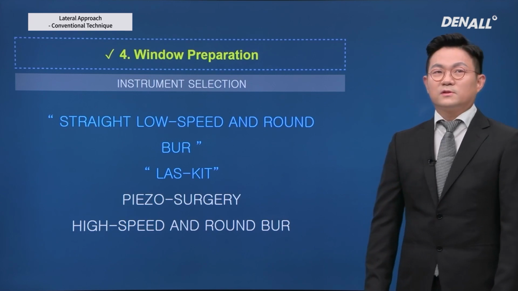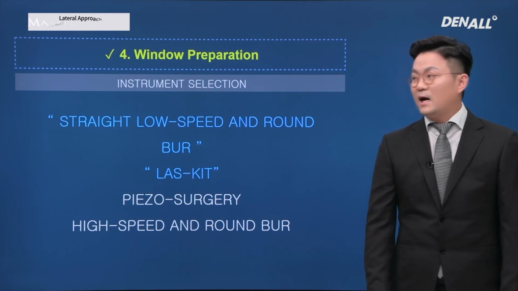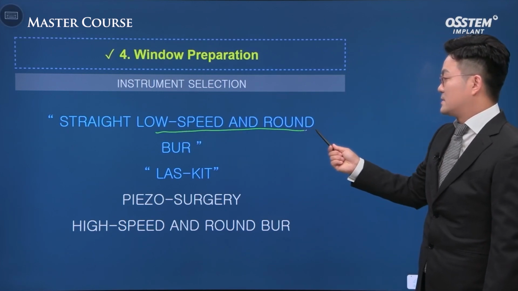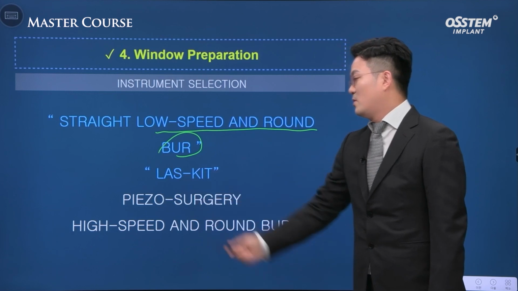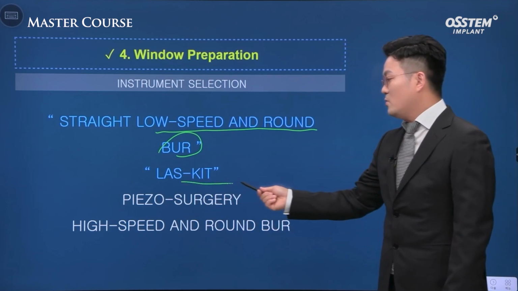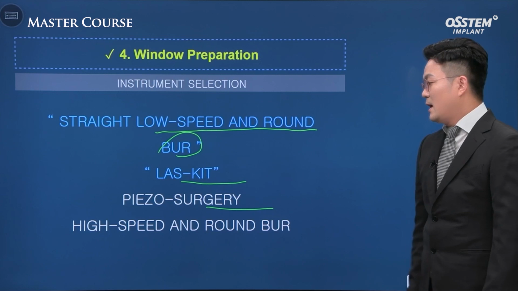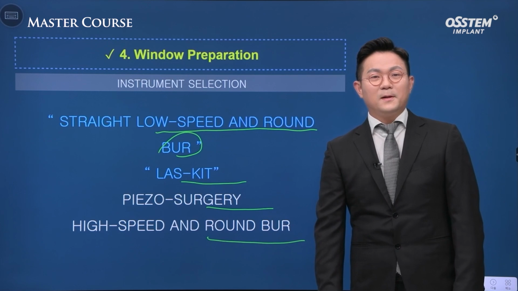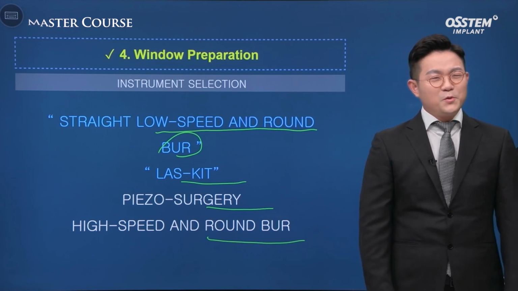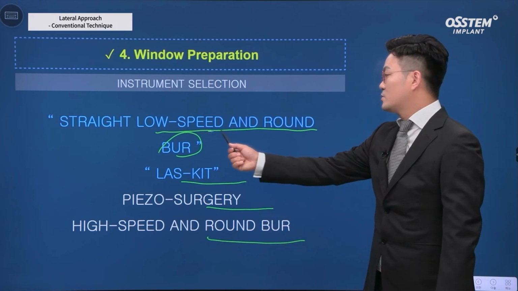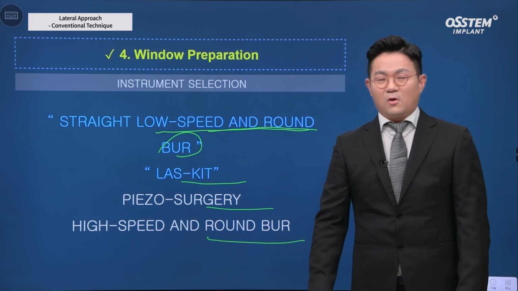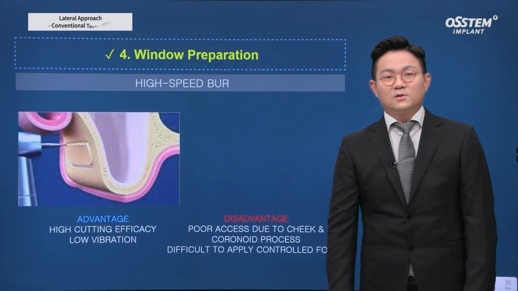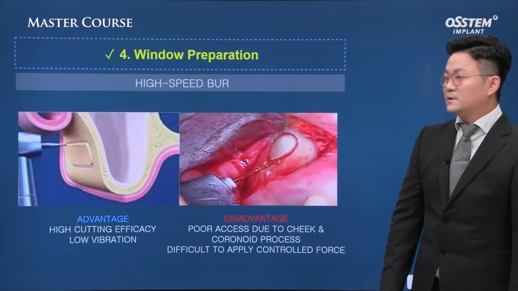So which instrument needs to be used? So most popular ones would be the straight low speed handpiece and round burr. Sometimes you also use lasket and piezo surgery as an instrument, and sometimes you could also use high speed. But when you ask a lot of people, they say low speed and round burr is the straight instrument. They say it's most convenient and the best option. And for me also, I always use the low speed, of course.